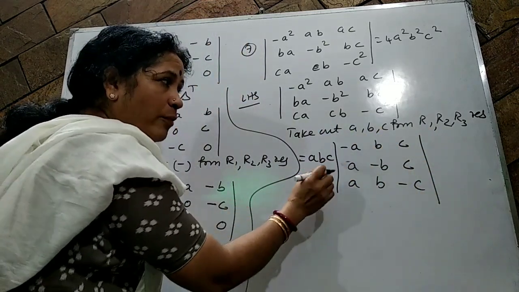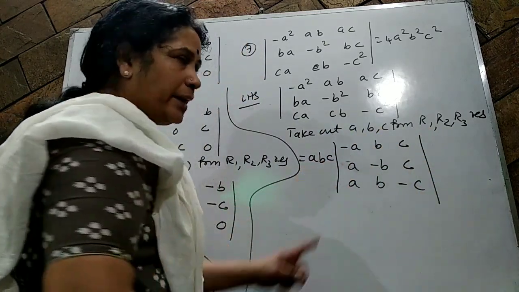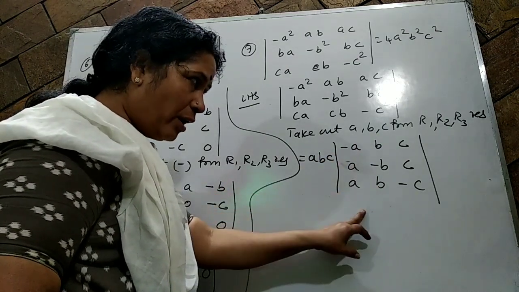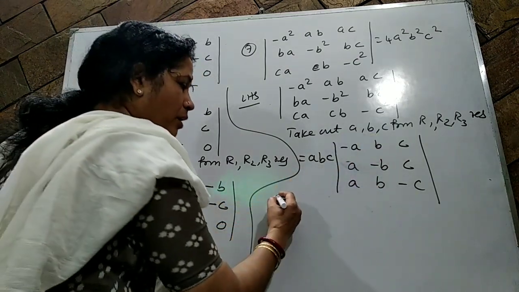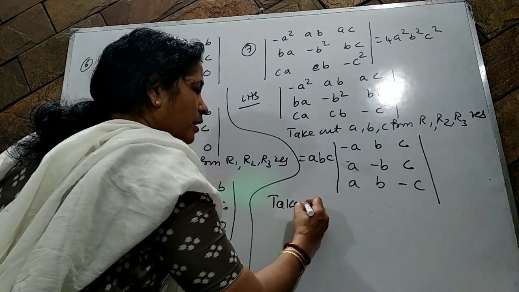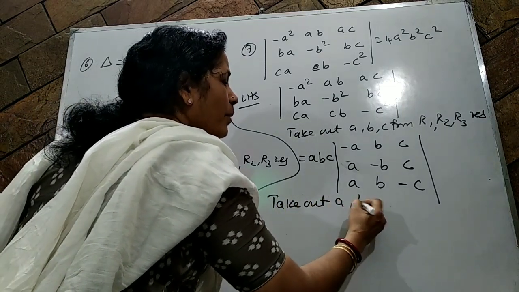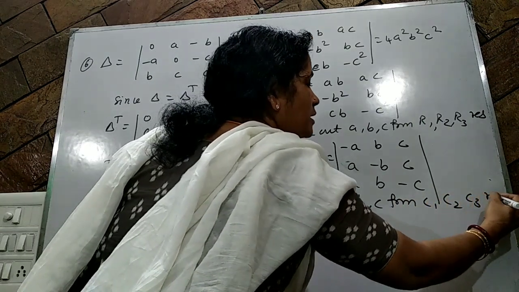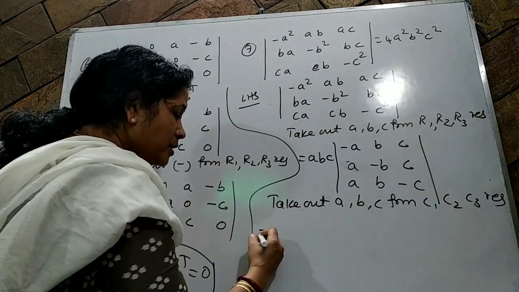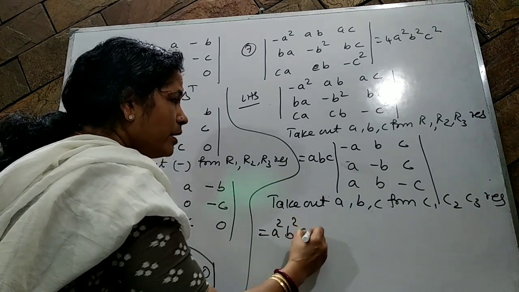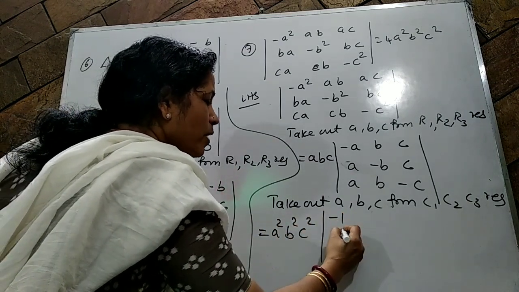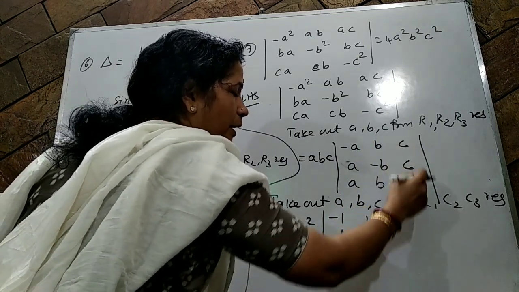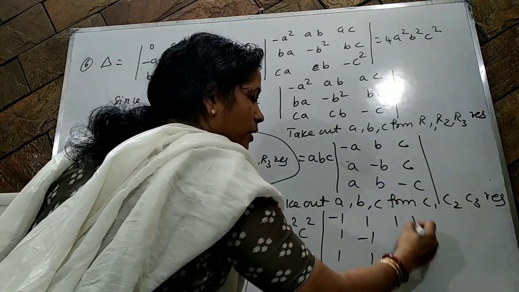Now once again, see, column wise, A is common. If you want to make it 0, you can make it 0. That is up to your choice. If you want to take out a common element, again you can take it out. Take out A, B, C from C1, C2, C3 respectively. Now that is equal to A square, B square, C square. I will get minus 1, 1, 1. Then B, if I take, 1, minus 1, 1. If I take C, 1, 1, minus 1.